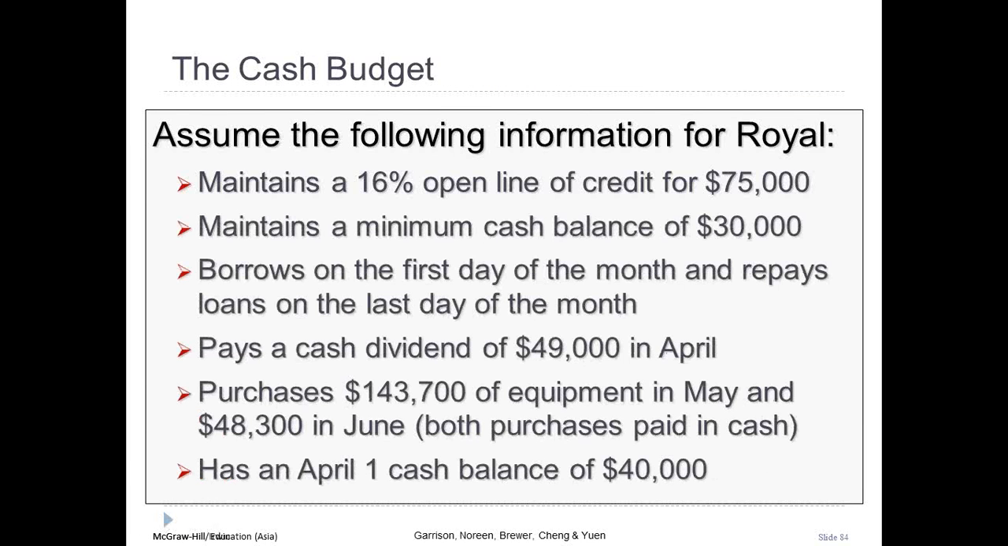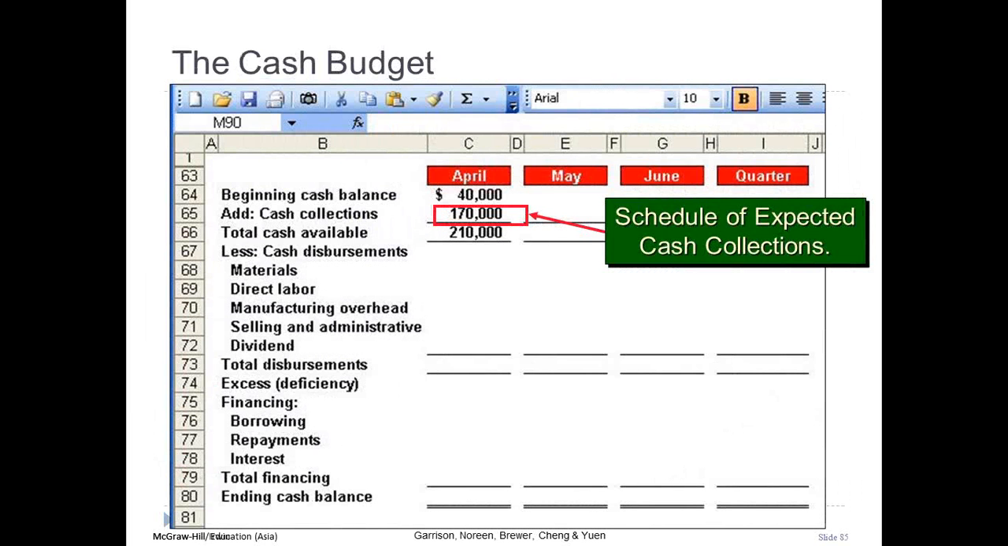It would be a good idea to look at this information in detail, and we'll use it going forward here. The first step in preparing this cash budget is to calculate the total cash available. We began April with $40,000. To this amount, we added our expected cash collections from sales of $170,000 for the month of April. We complete the first section by calculating the total cash available of $210,000. Now let's continue with the budget preparation.